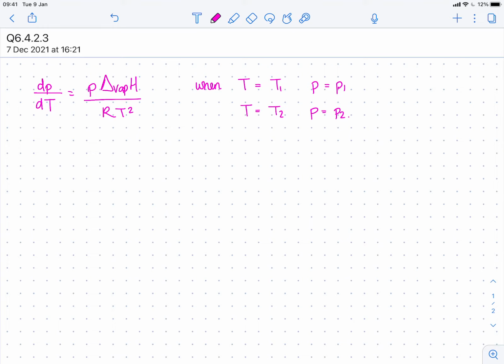Hi, so in this video we are going to solve question 4.2.3, and this is this differential equation dp by dt is equal to p delta vap h over rt squared. This is a version of the Clausius Clapeyron equation which you'll see in thermodynamics. But in its differential form it's not terribly useful.